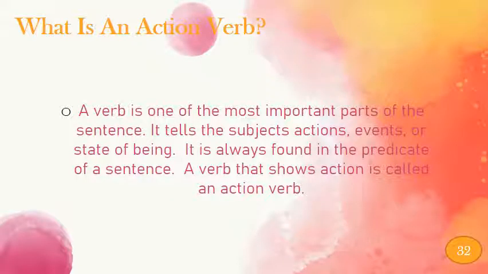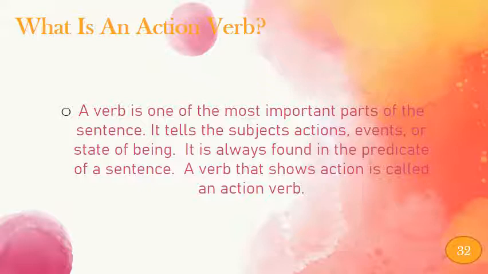Let's start with the action verb. What is an action verb? From its name, action. So when we say something expresses an action, we mean that it involves a movement, physical movement. A verb is one of the most important parts of this sentence. Why? Because it tells the subject's actions, events, or state of being. So verbs are very important because they tell what the subject is doing or what the subject is.